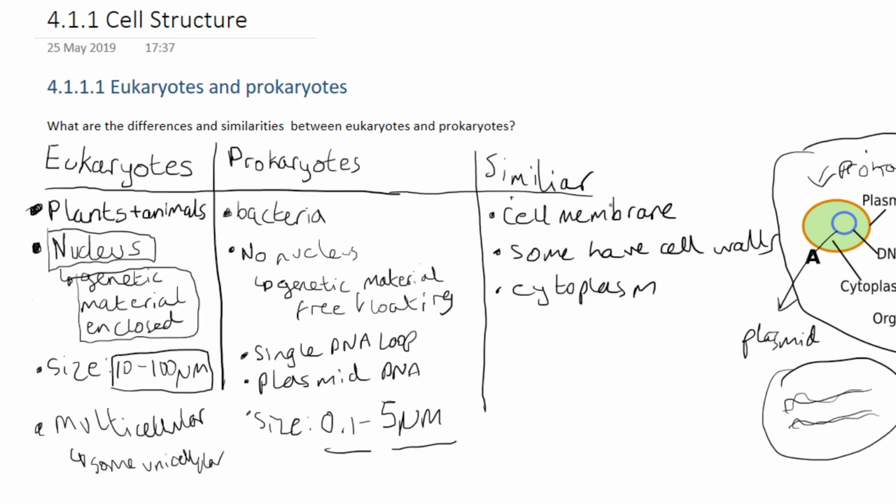Now, if you look at the similarities between them, in both cases they have a cell membrane, and some have cell walls. If you think about eukaryotes, plants do have a cell wall. Bacteria also have a cell wall, and a lot of prokaryotes are like bacteria, but there are other types of prokaryotes as well. The other thing they both have in common is cytoplasm. In the next video, we'll talk more about what these are and what they do, but just to quickly tell you, the cytoplasm is where all the reactions happen in the cell.